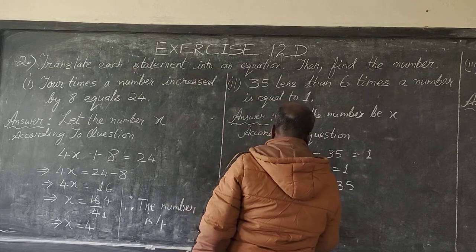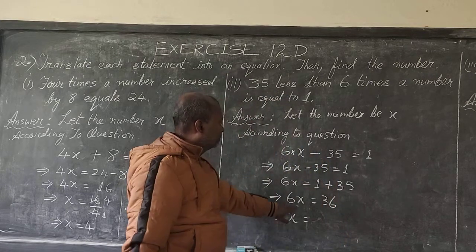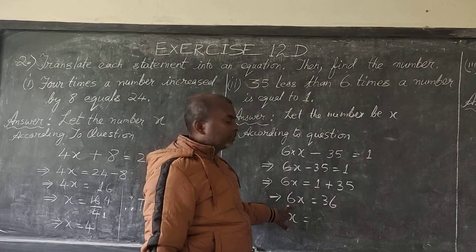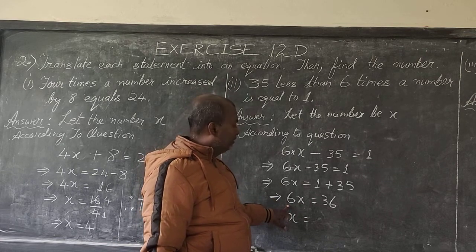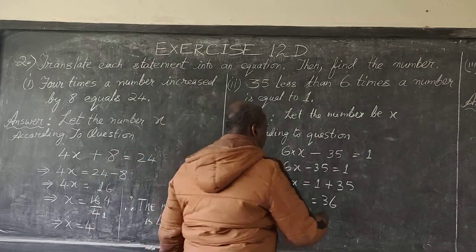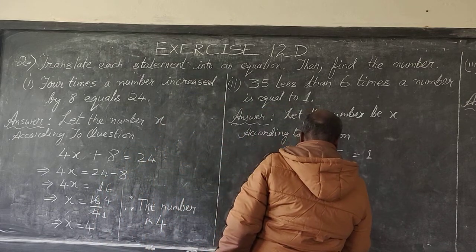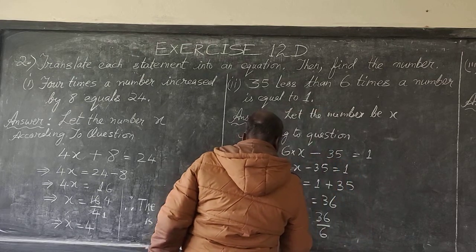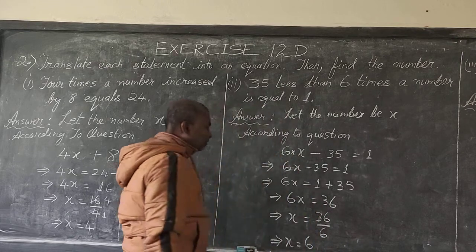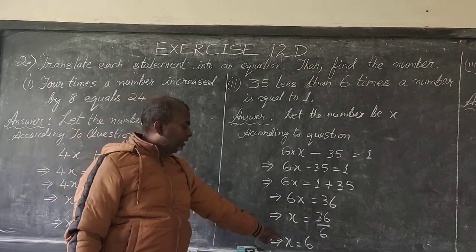So how to find x value now? You have now 6x equals to 36. In shifting method, to find x, this 6 multiplied by x actually will go on the other side and be as divided by denominator. So 36 divided by 6. So how much is 36 divided by 6? 6 sixes are 36. So x value we got.